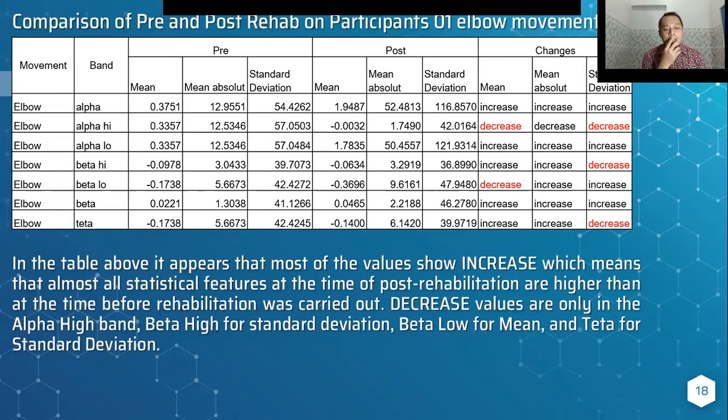And this is the comparison of pre and post rehab on participant 1 in elbow movement. In this table, it appears that most of the values show an increase, which means that almost all statistical features at the time of post rehabilitation are higher than before rehabilitation. Decreased values are only in the alpha high band, beta high for standard deviation, beta low for mean, and theta for standard deviation.